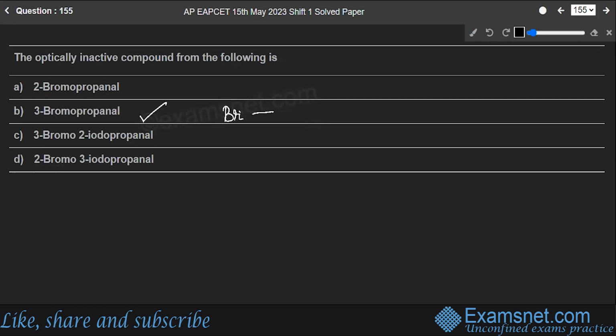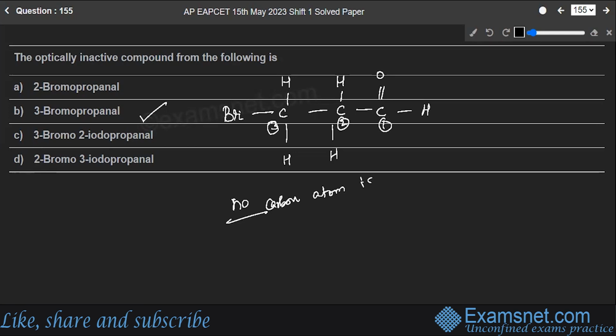So here is your Br, C, C, C, H, double bond O, here is H, here is again H, H, and H. This is 1, 2, and 3. You can clearly see that among all the 3 carbon atoms, no carbon atom is chiral, thus it cannot rotate plane polarized light. So here you have option B as the correct answer. Hope you understood that. Let's move to the next question.